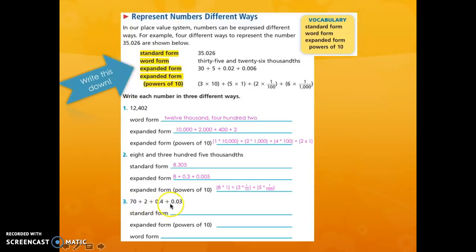Let's look at the last one. This time they gave us the number in expanded form, so in its everyday standard form, it's simply 72 and 43 hundredths. If we expand it in the powers of 10, my 7 is in the tens place, 2 in the ones, 4 in the tenths, 3 in the hundredths, and then in word form, 72 and 43 hundredths.